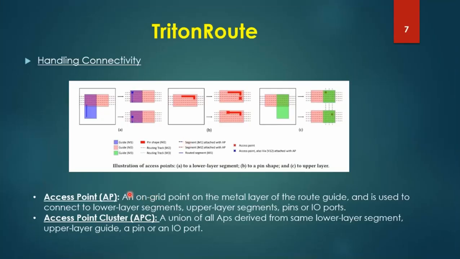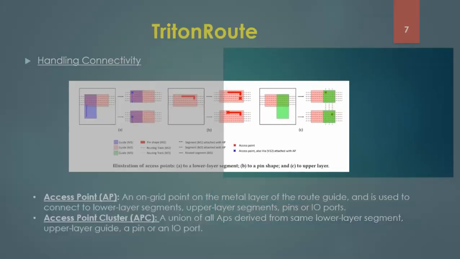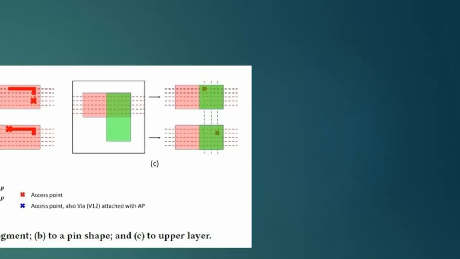So I hope you could get the idea of what this access point is: all the 5 possible points with which you can do the connection. In the first case, there were 5 possible points where you can connect the lower layer to the upper layer. In the third pic, you can see there are actually 15 possible points. I will zoom in. I am not sure if you are able to see the picture clearly.